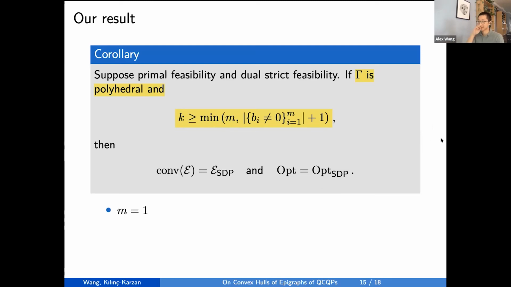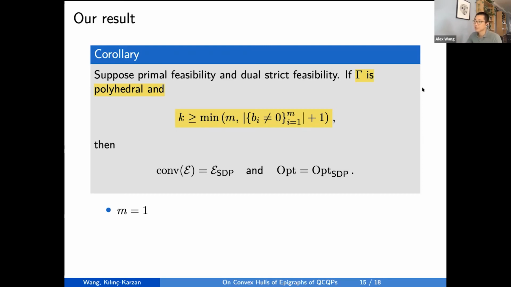Okay, so the first case that this corollary covers is the case where m, the number of constraints, is 1. For people who know this area, the case where m is equal to 1 is known as the generalized trust region subproblem. That's just a fancy name for it.